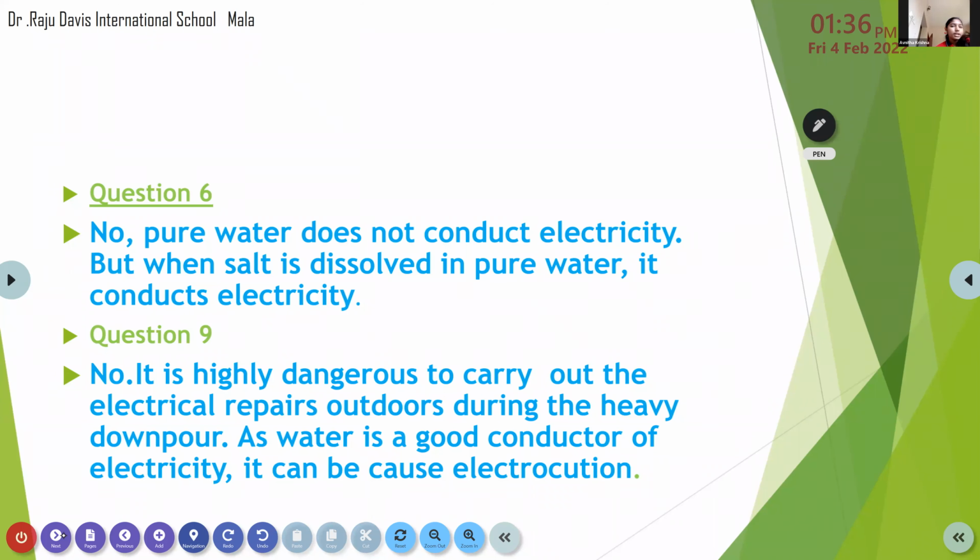Is it safe for the electrician to carry out electrical repairs outdoors during heavy downpour? Explain. So write the question. It is question number 9 in the textbook, but in your notes you have to write it as question number 8. So write the question and write the answer also.